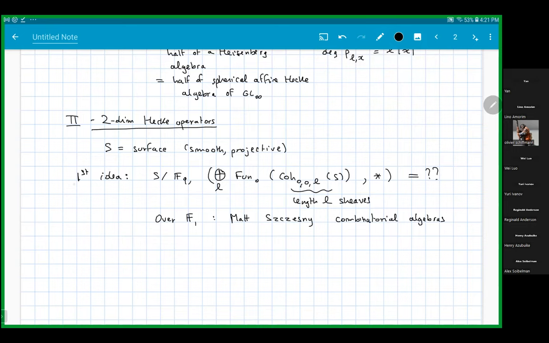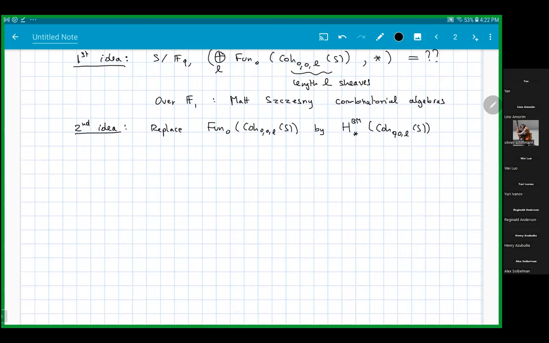And then the second idea is to replace the functions of Coh 0, 0, L by the homology or cohomology, but let's say Borel-Moore homology. I will drop the BM from now on. And then it turns out that you can actually define a nice algebra that has lots of good properties. So it's some kind of cohomological Hall algebra, or in this case, cohomological Hecke algebra.